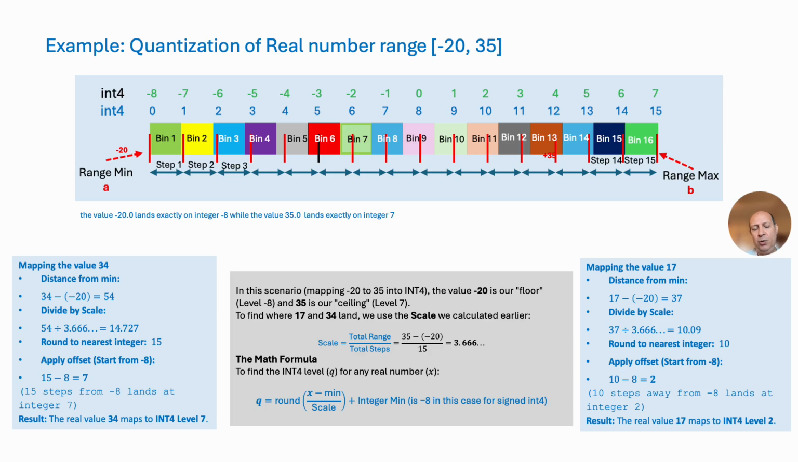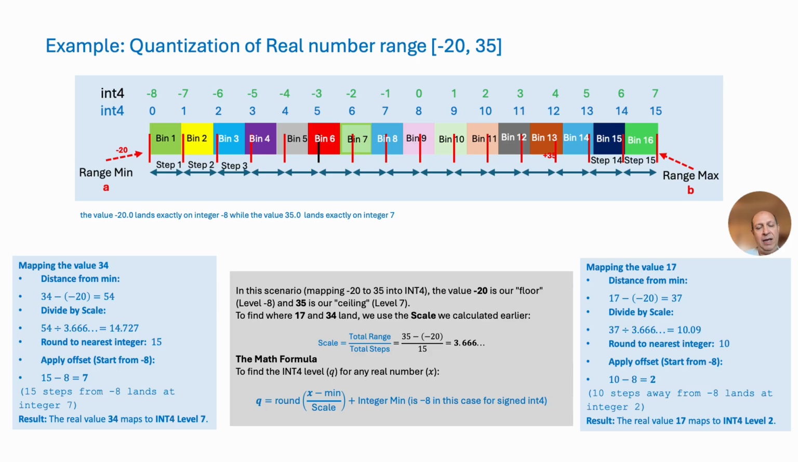So Q here, the quantized level, is equal to round of (x minus min) divided by the scale. And then we add to the result the integer minimum, which is -8 in this case. So minimum is equal to -8. This is the lowest quantization level because we're starting from -8 all the way to 7.